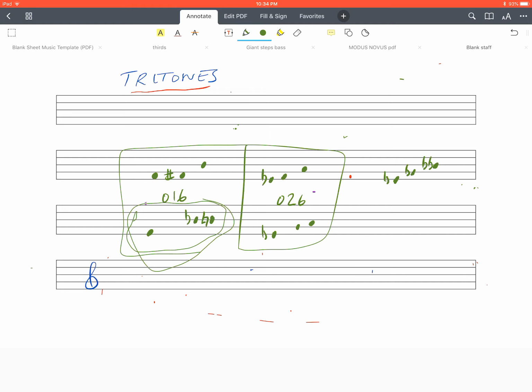It sounds a little jazzy, but there's no third. Now, let's do the same thing. I'm going to switch to this tritone here. I'm just playing the outer triad. Let's make two different O2/6s out of this.